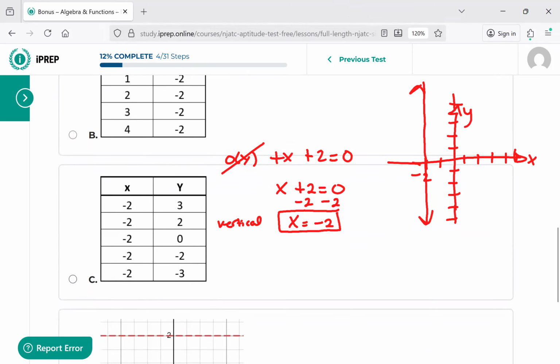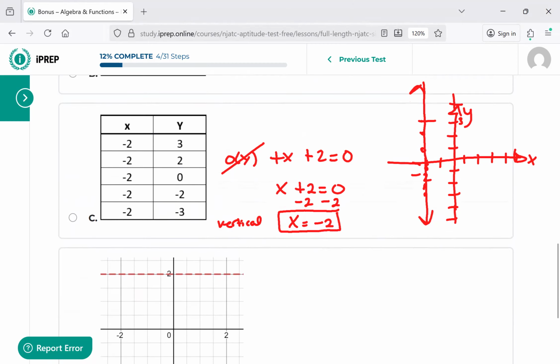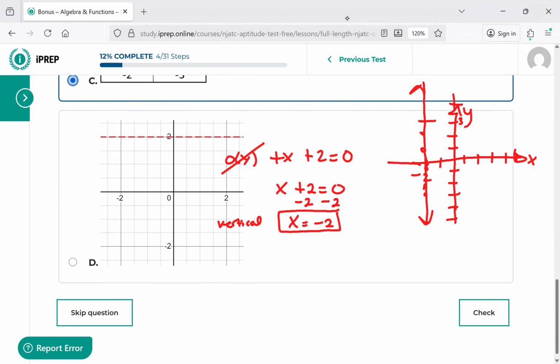Is it C? That looks good, right? Look at all the x values. That's true. All the values must be negative 2. At negative 2, yeah, that's a point. Negative 2, comma 3. Yep, all these points are in this graph. So definitely yes. What about the last one? No, it's a horizontal line. It would be y equals a constant, so that's not it.